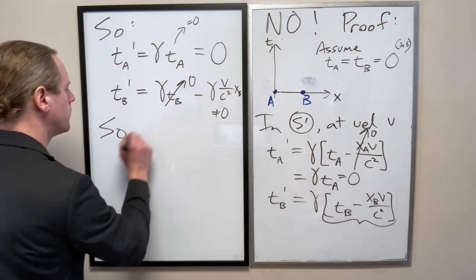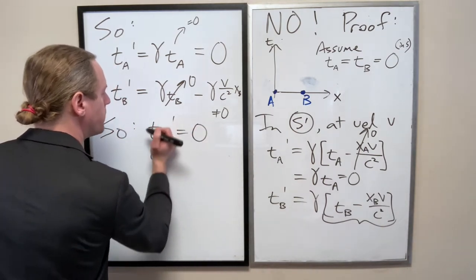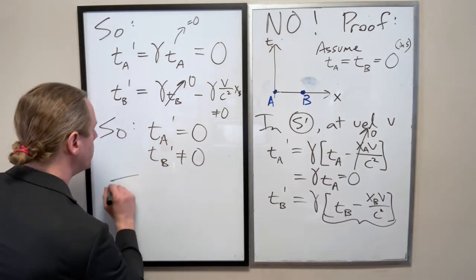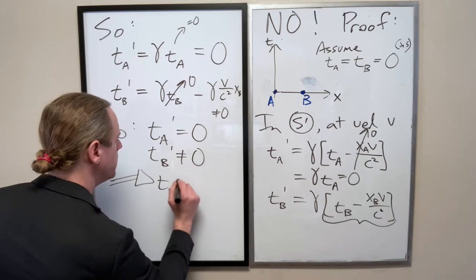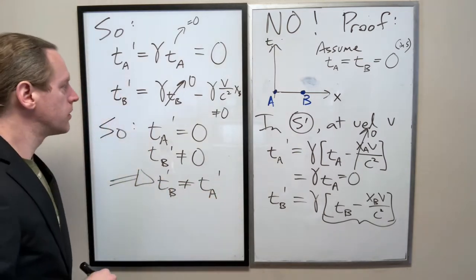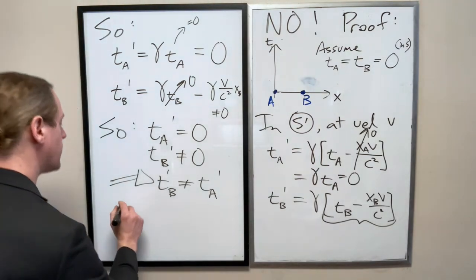So TA prime equals 0, TB prime does not equal 0, therefore TB prime does not equal TA prime. Therefore, the events are not simultaneous.